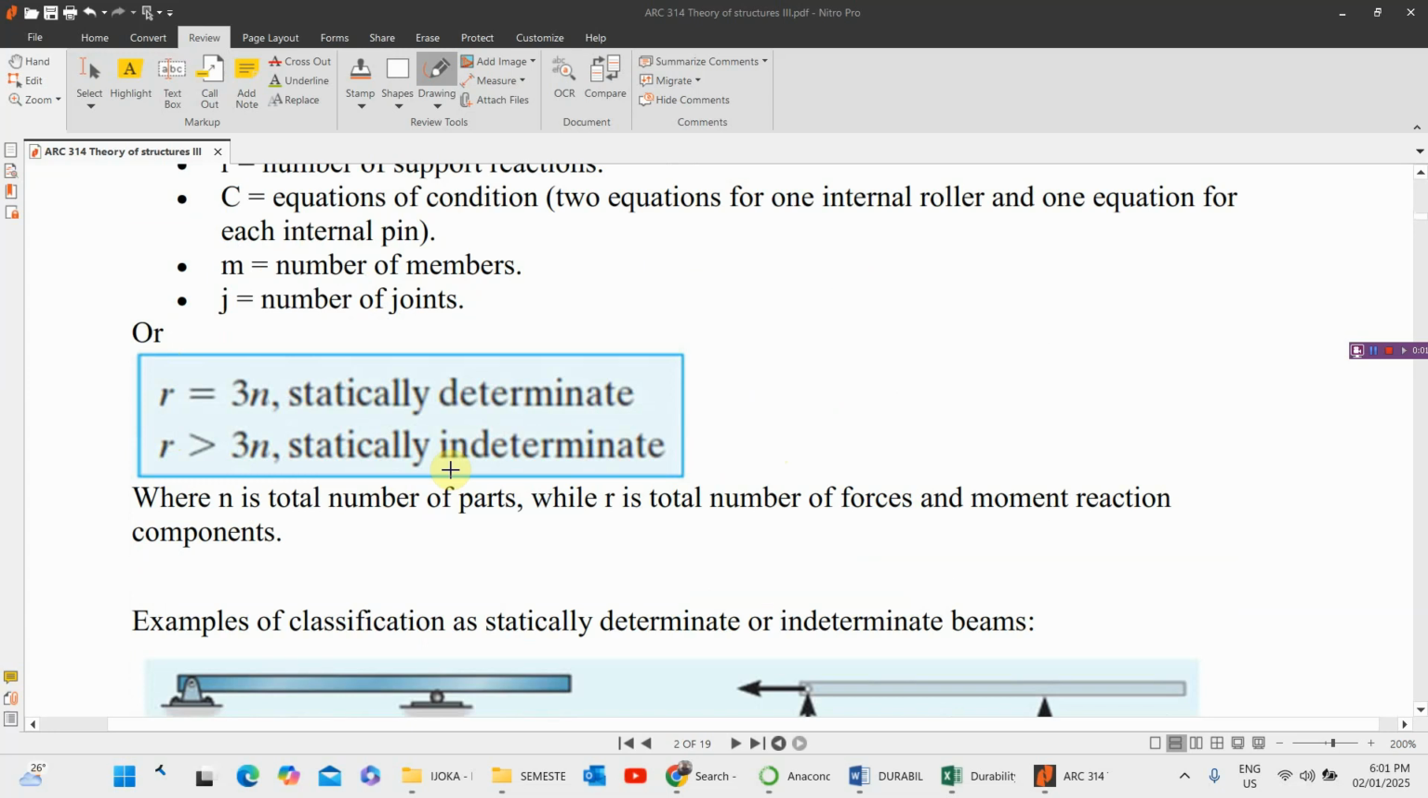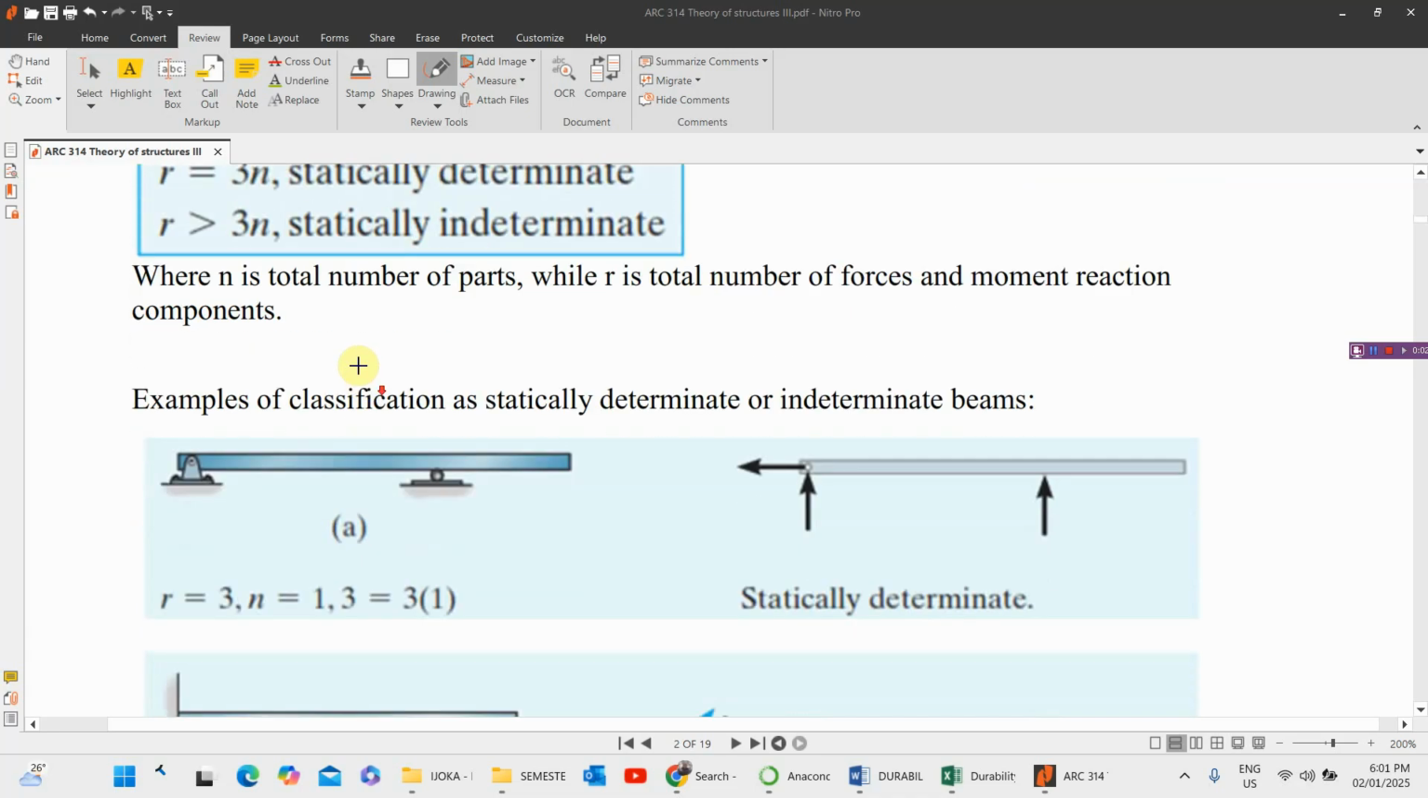Or we can also use this one, r equals 3n. I think we can still remember this one, where n is the total number of parts we are considering, and r is the total number of forces under consideration. An example is this, having this particular beam. This is a single member, as you can see. That is why our n equals 1.